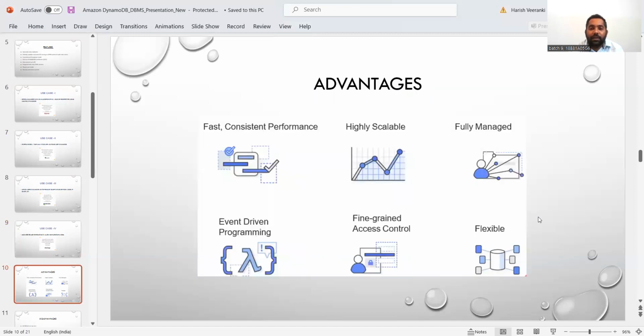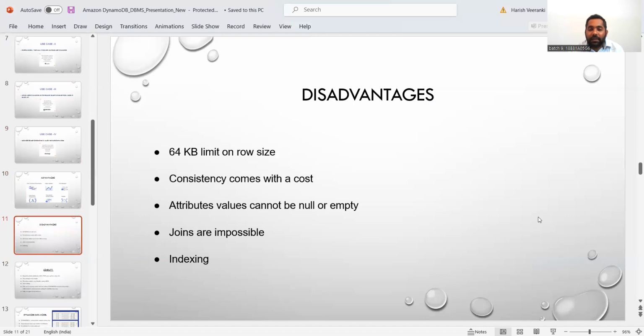The advantages of DynamoDB are that it is fast, has consistent performance, is highly scalable, fully managed, supports event-driven programming, and offers fine-grained access control and flexibility. When it comes to disadvantages, there's a 64 KB limit on row size. Consistency comes with a cost. Attribute values cannot be null or empty. And joins are impossible, and indexing is very bad.